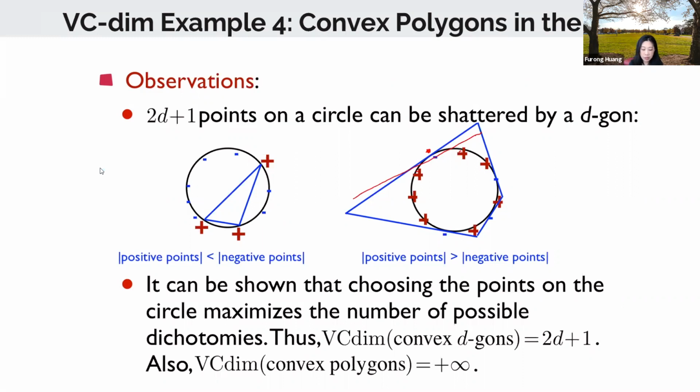So your VC dimension is at least greater than or equal to 2D plus 1. Now the question is, can we show that no 2D plus 2 points can be shattered by D-gons? Again, we don't have a proof here, but it can be shown that choosing the points on the circle maximizes the number of possible dichotomies. That is what they can tell you as a fact, but I didn't provide a proof here. So essentially, the VC dimension is 2D plus 1 for a convex polygon in the plane.